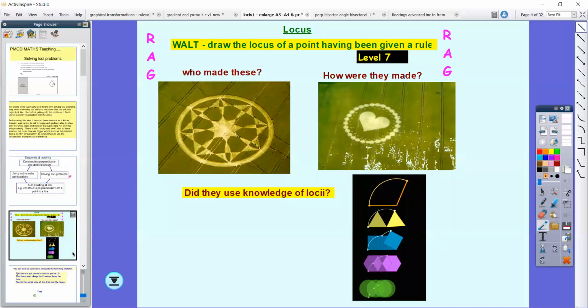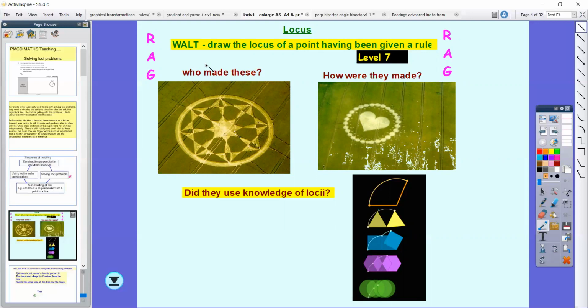Same sort of opening sheet that I've got here from the one that I did with perpendicular bisectors. So talking about loci, locus, loci being the plural. What is a locus? And if you've done the lesson before, we've had that definition that it's a set of points that follows a given rule.